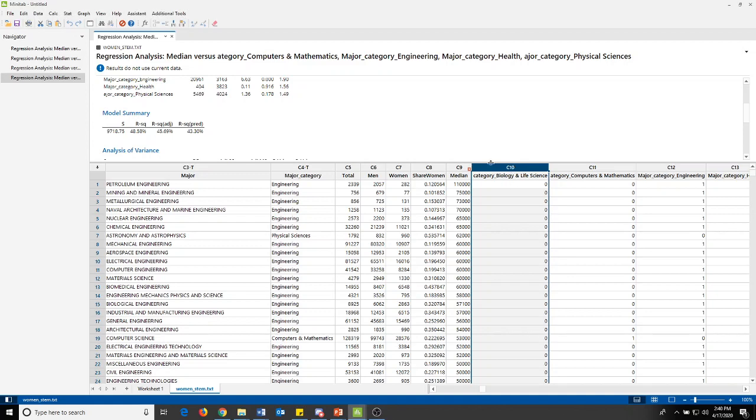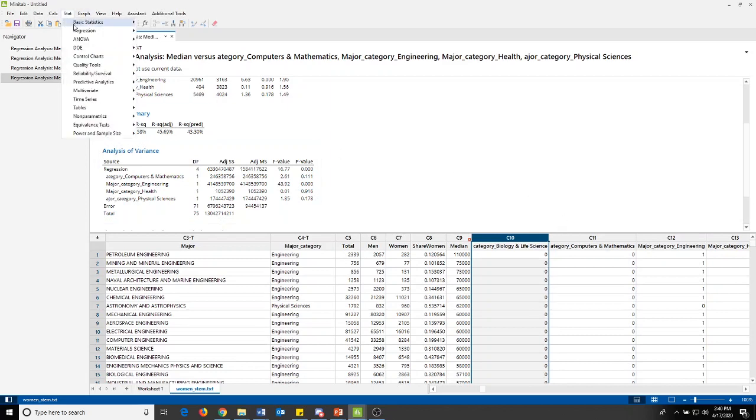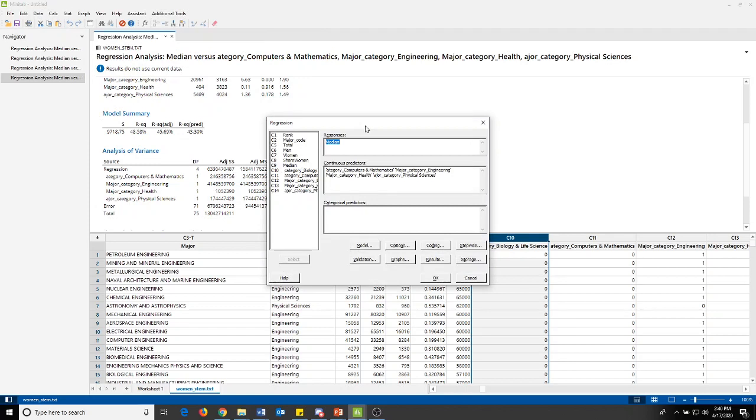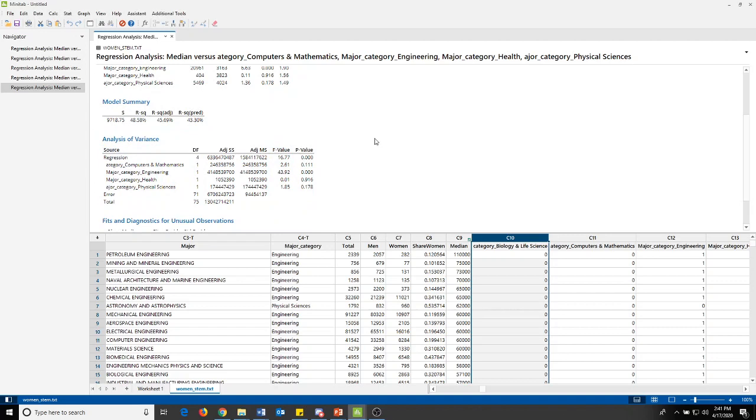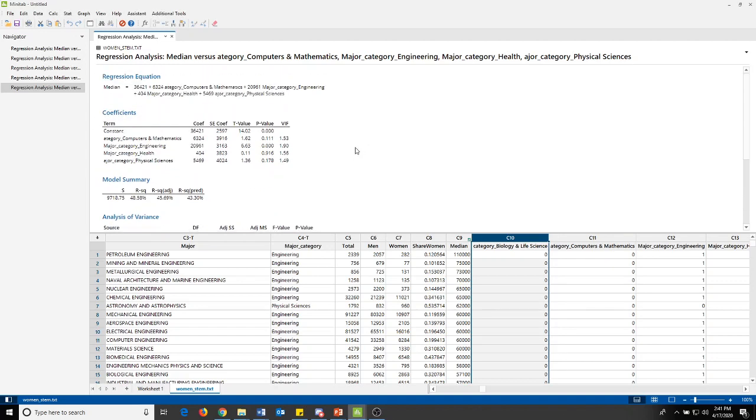Okay, now I can use my regression equation, stat regression, and I want to fit the median with these categories. And the thing that I'm going to not include is biology. So notice I did not include biology here. So if I go ahead and hit OK, it gives me my regression equation and our normal everyday standard error coefficients and all. Gives me my model summary, my analysis of variance, all sorts of different things. Okay, so that's one way that we could go ahead and do that.